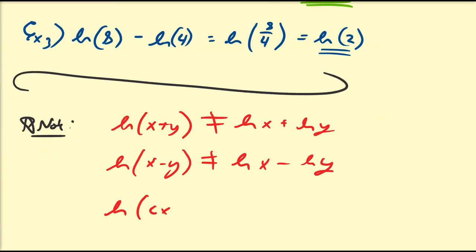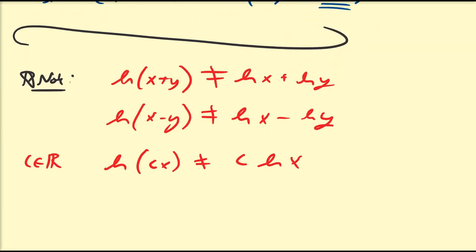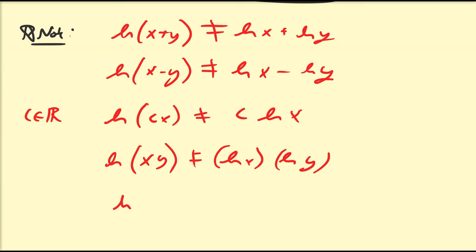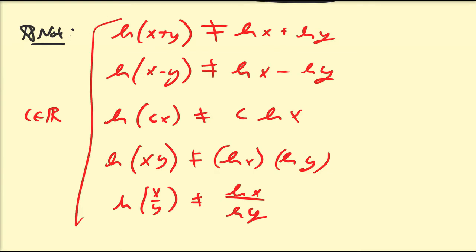The natural log of c times x, where c is some real number, it doesn't have to be positive, depends what x is. This is not equal to c times the natural log of x. That is, you can't factor c's out of natural logs. Also, the natural log of x times y is not equal to the natural log of x times the natural log of y. That is also not true. And the natural log of x over y is not equal to the natural log of x over the natural log of y, right? So in general, none of these properties are true, so try not to make those simple mistakes.